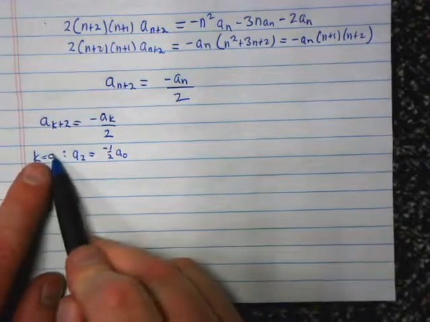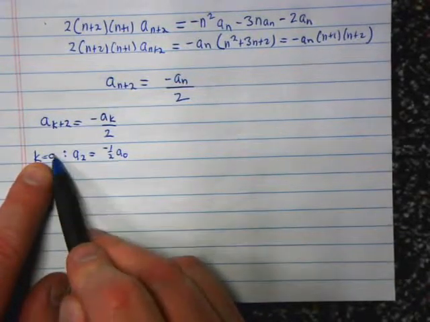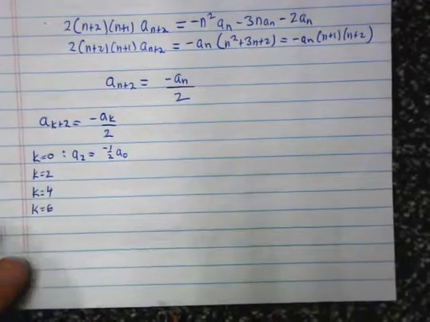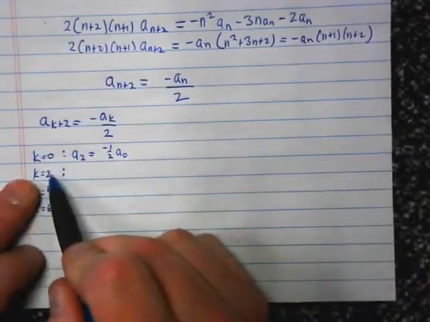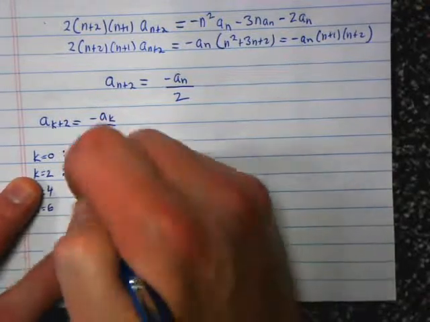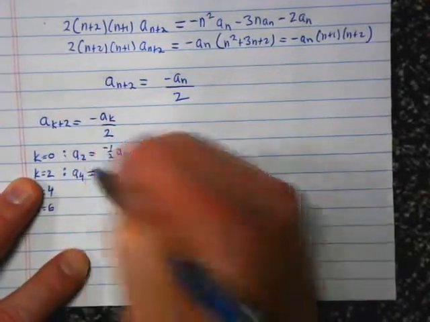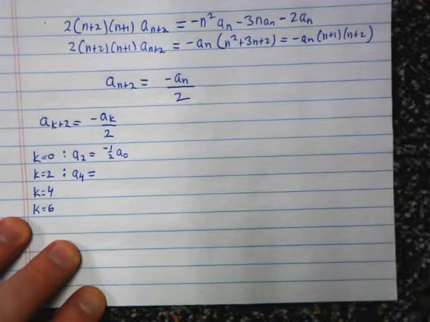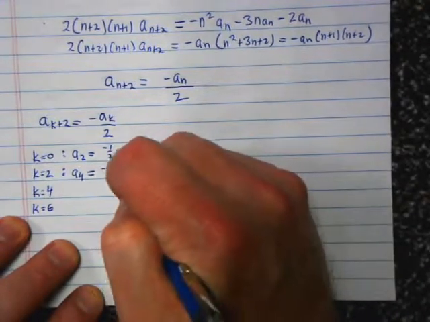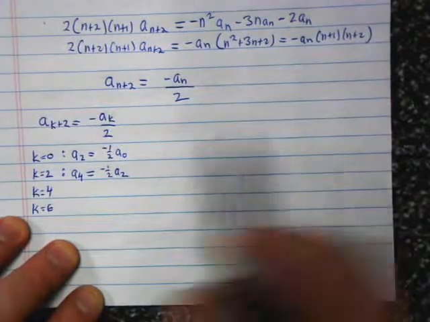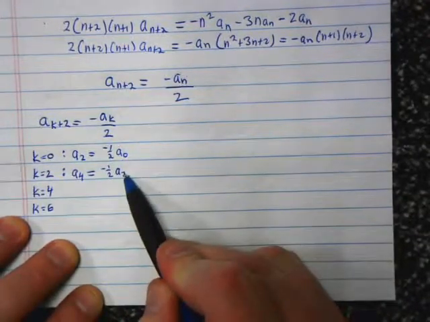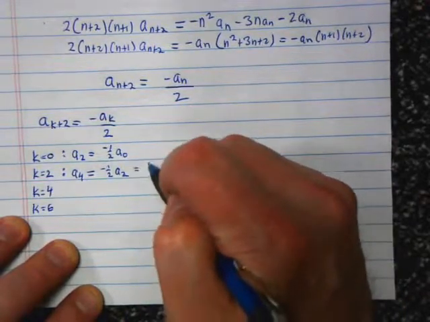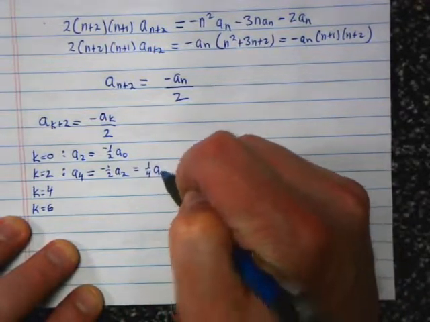I plugged in k equals 0, so I got 0 plus 2 there, that was 2. And then instead of just dividing by 2, I wrote it as a minus 1/2. When I plug in 2, I get a sub 4. What's a sub 4 going to be? Negative 1/2 a sub 2. But then I'm going to take a sub 2's value and plug it in. So I'm going to have negative 1/2 times negative 1/2. That's 1/4 a sub 0.